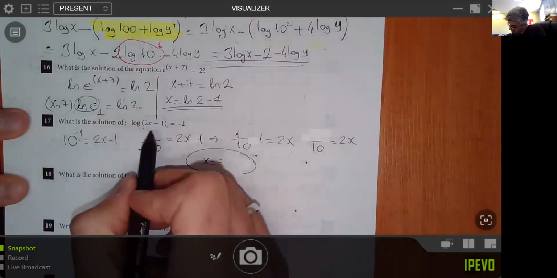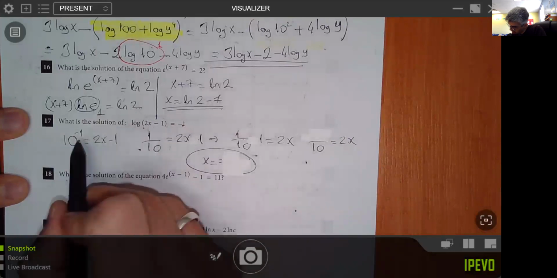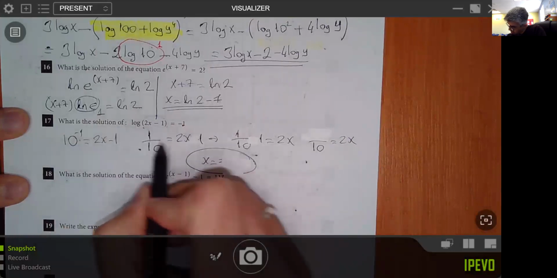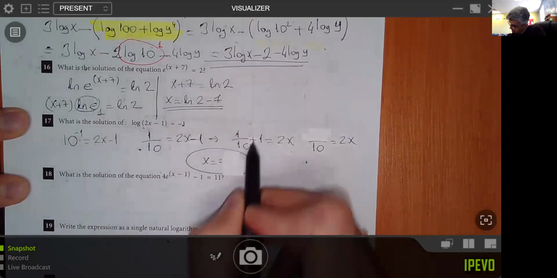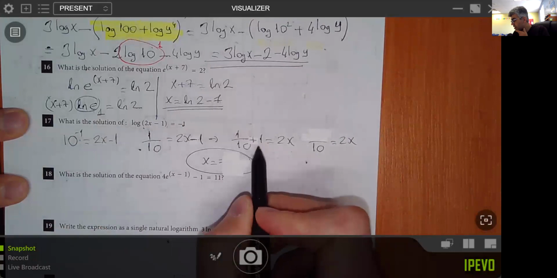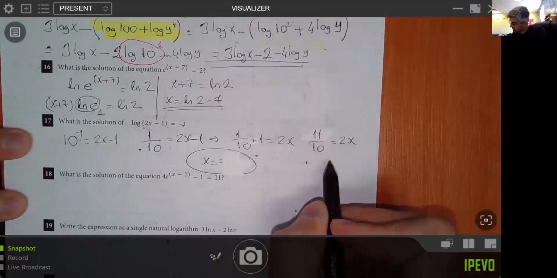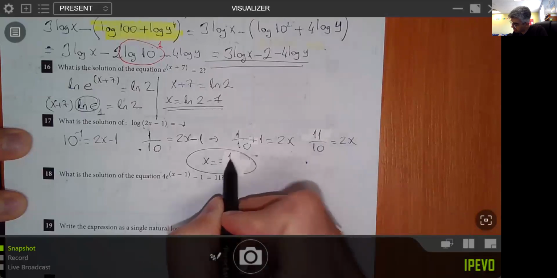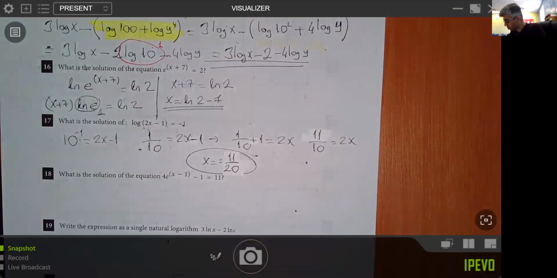Here, my problem was that I didn't write it correctly. It's 2x minus 1. So 1 over 10 is 2x minus 1. That minus 1 will be plus 1 here. And 1 over 10 plus 1 will be 11 over 10. Yes, guys. And that will be 11 over 20. Yes, x is 11 over 20.